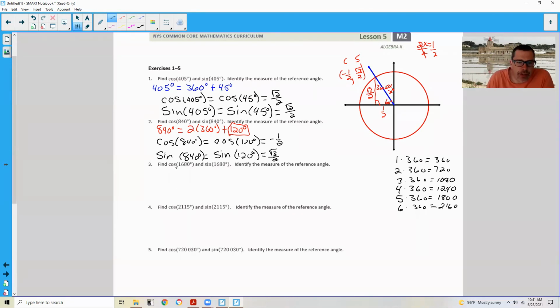Okay, so now I want to find the cosine of 1680. So the first thing I'm going to do is say 1680. Hang on, let me change colors. Let me go green. 1680 degrees equals, I come over here, and it's more than 4 but less than 5 full rotations, so it's 1240. So 1680 is 1240 degrees plus, I need 40 to get to the 80.